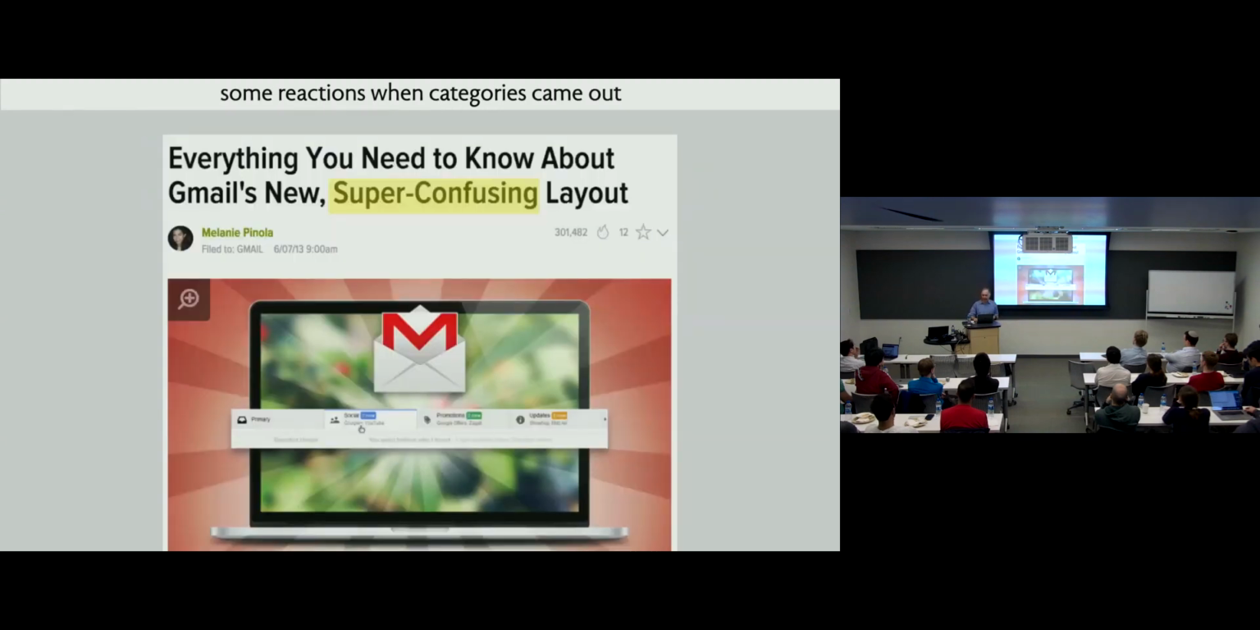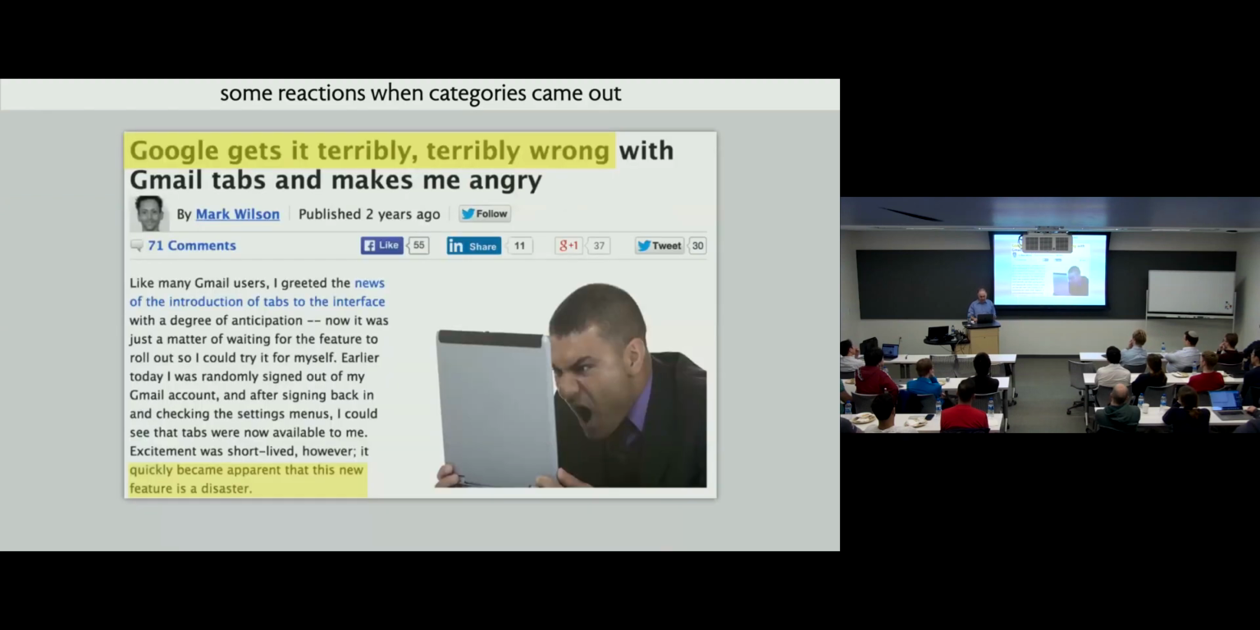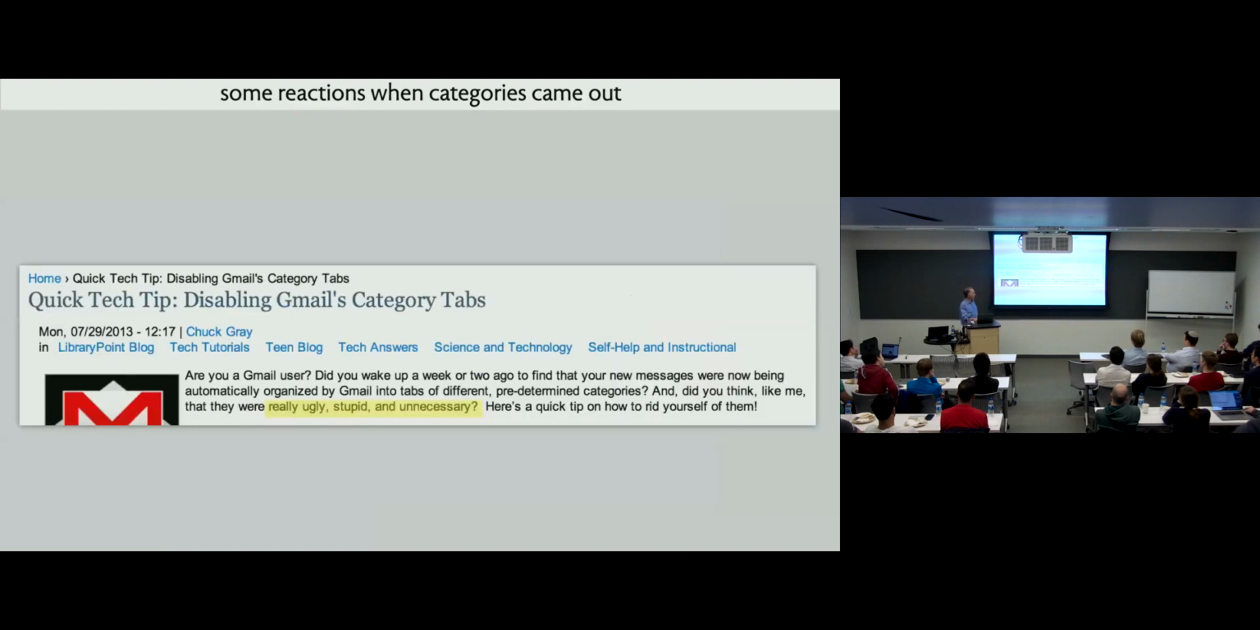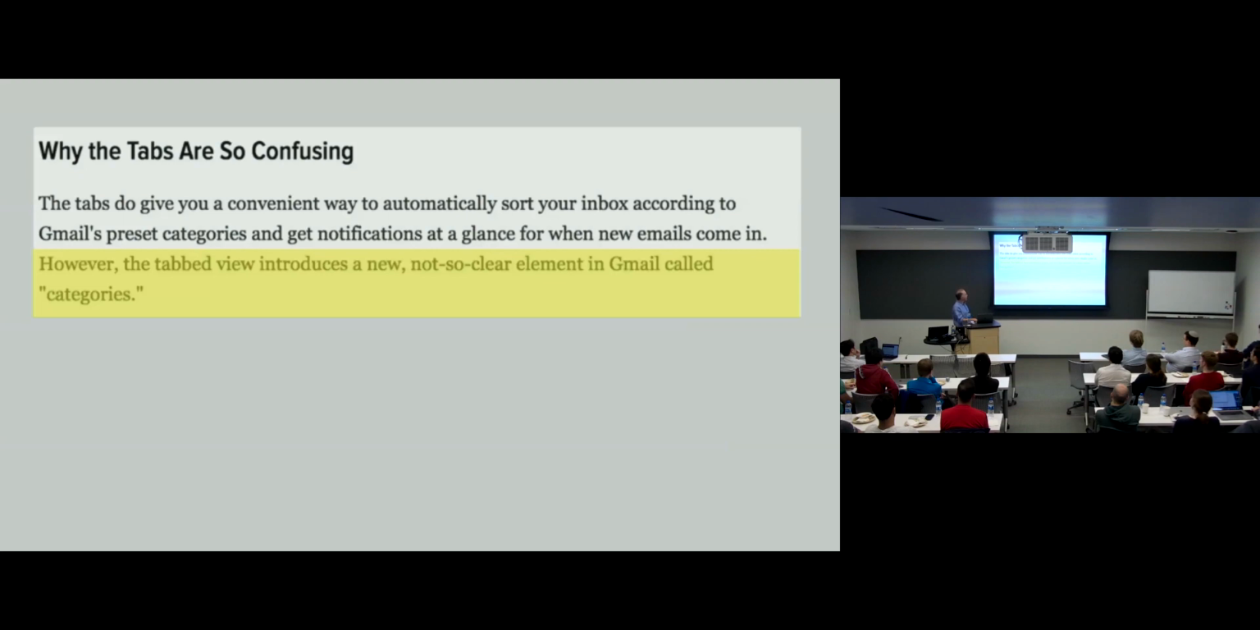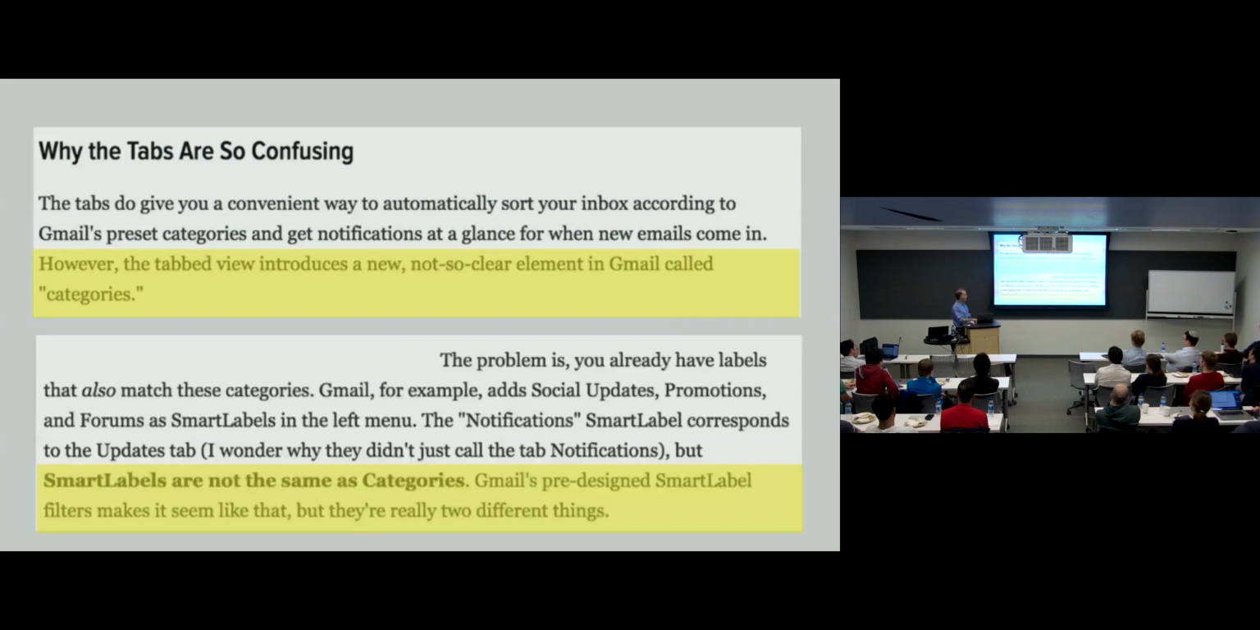they did not get universal approval from the blogosphere. Now, I think some of these criticisms are a little unfair. I think "ugly, stupid, and unnecessary" is a bit over the top. You know, bloggers get very excited. But this, I think, was a good point. Someone said, why are the tabs so confusing? They introduced a not so clear element in Gmail called categories. And then this person says, the problem is we already have labels. Why do we need categories?